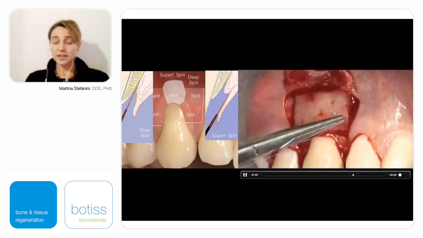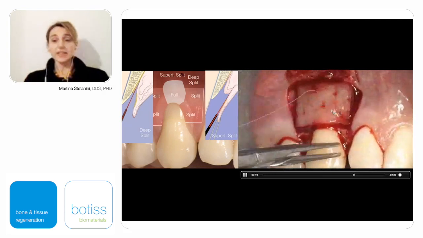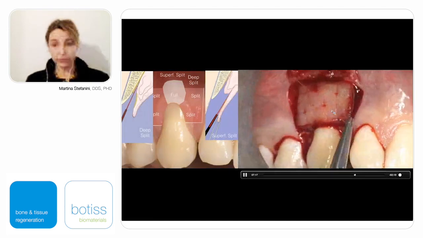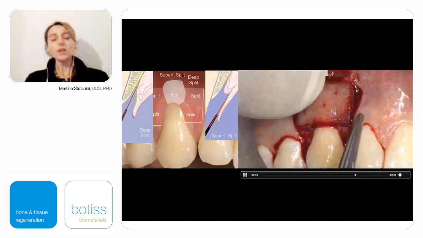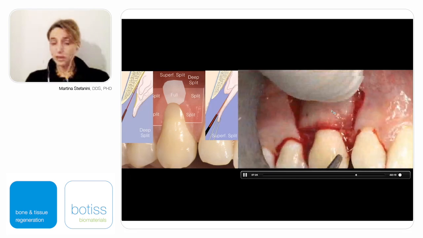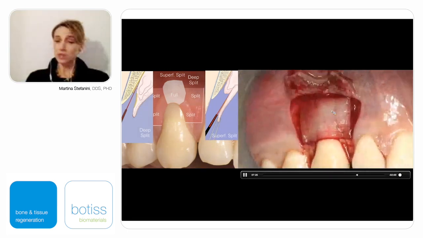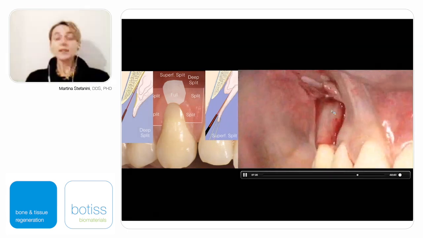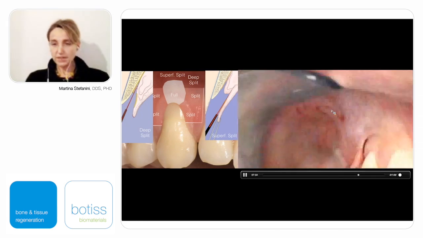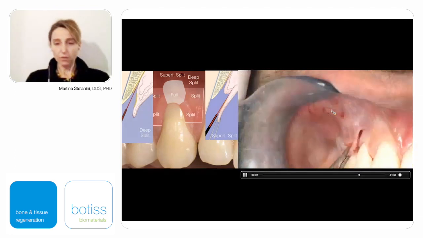As you can see, the matrix should be placed inside the 2 vertical releasing incisions because you don't want to leave any portion of the matrix exposed at the level of the cemento enamel junction. So you fix the matrix with single interrupted sutures using a 7-0 PGA suture exactly at the level of the cemento enamel junction. And you can see the adaptation of the matrix above the root.